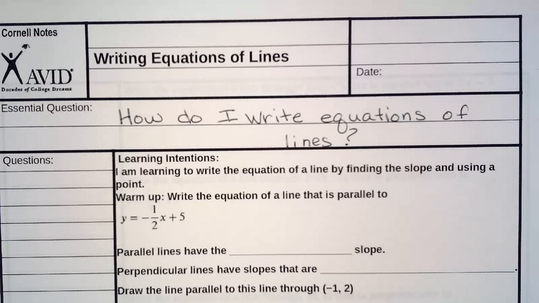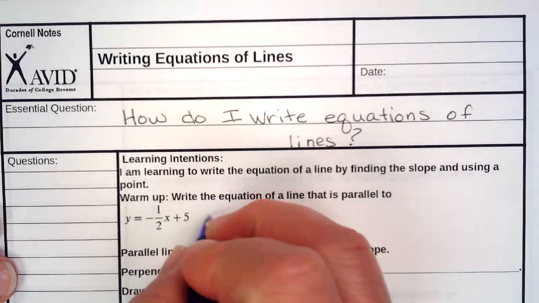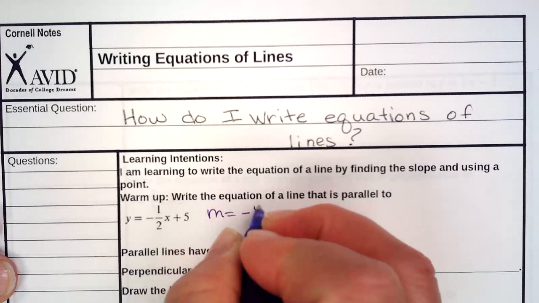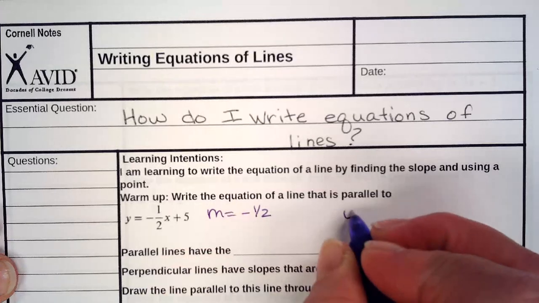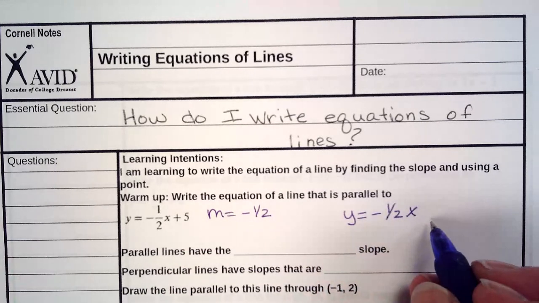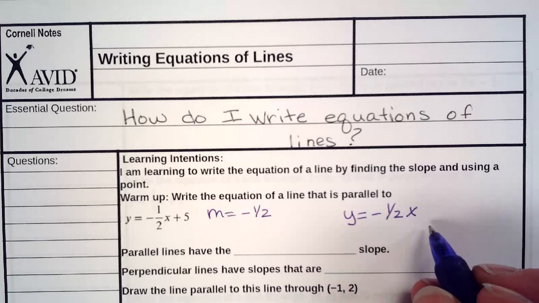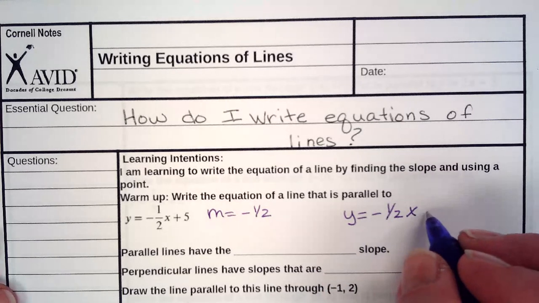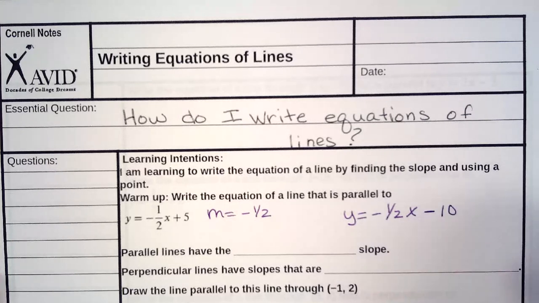Well, to be parallel, we know they have to have the same slope. So the slope has got to be negative 1/2. So y is equal to negative 1/2 x. How do I end this? I put any number there I want except for positive 5. So I'm going to put negative 10. I could have put positive 1. I could have put 0. Those would all be parallel to that first line.